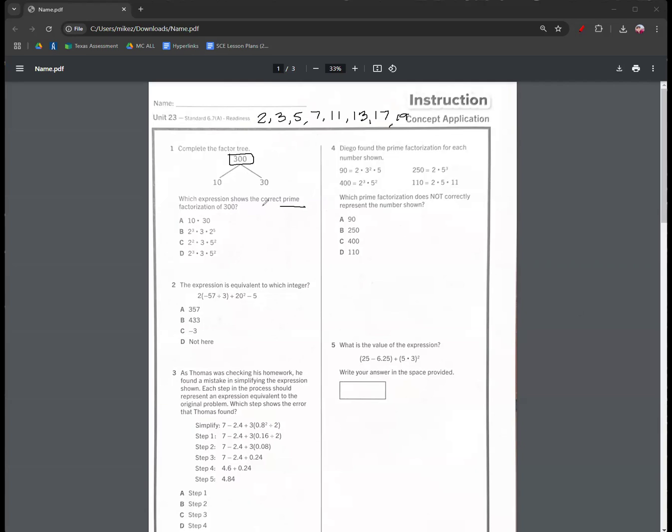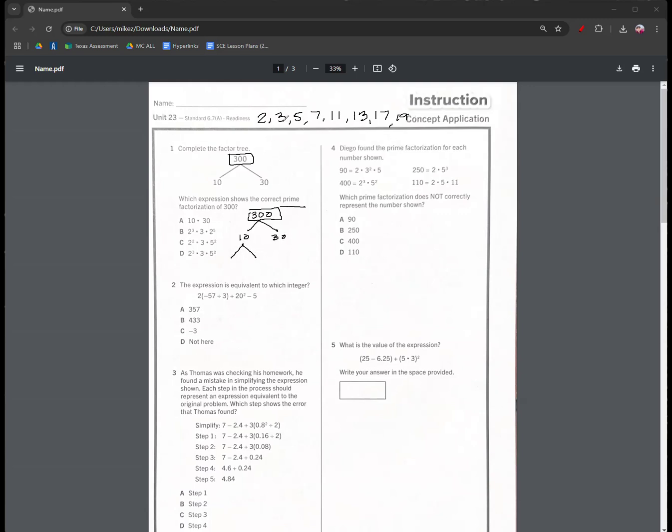Now, our problem right here is 300, and we are going to find the prime factorization of that. And it did break it down into two numbers, which was 10 times 30. Now, when I look at those two numbers, I could look up here to see if I see 10 and 30 up here as a prime number. 10 I see is not a prime number. So since it is not a prime number, I am going to break 10 down again into two branches.